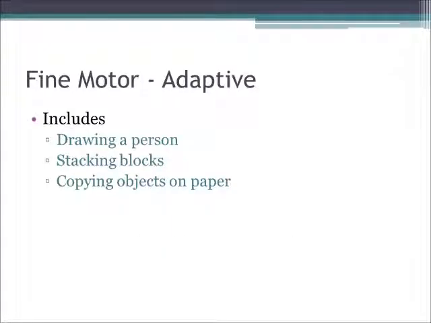The second component is fine motor adaptive. This section includes hand-eye coordination tasks such as drawing a person or copying objects. Next is a clip of the child performing these tasks.